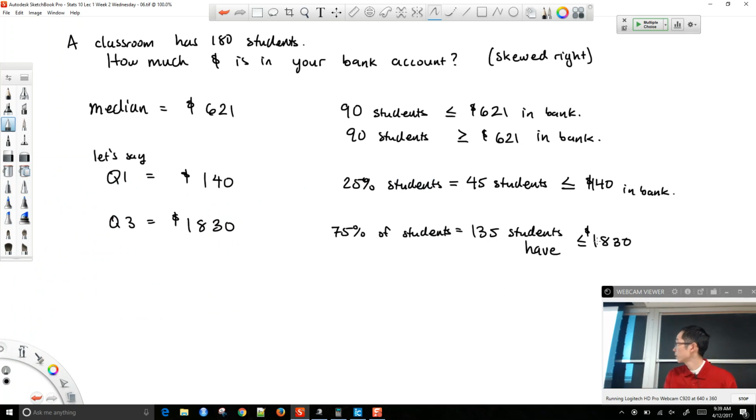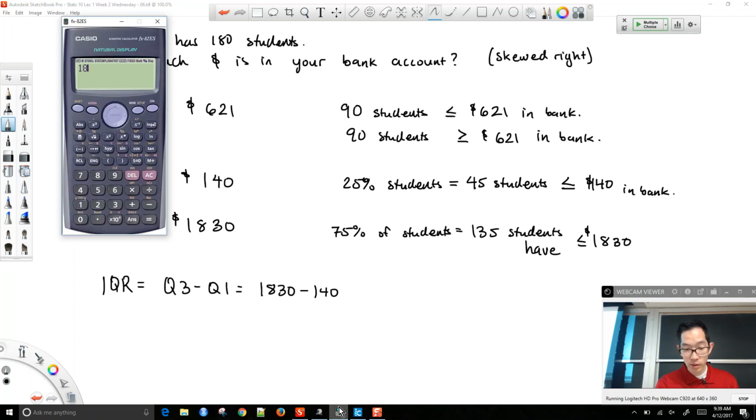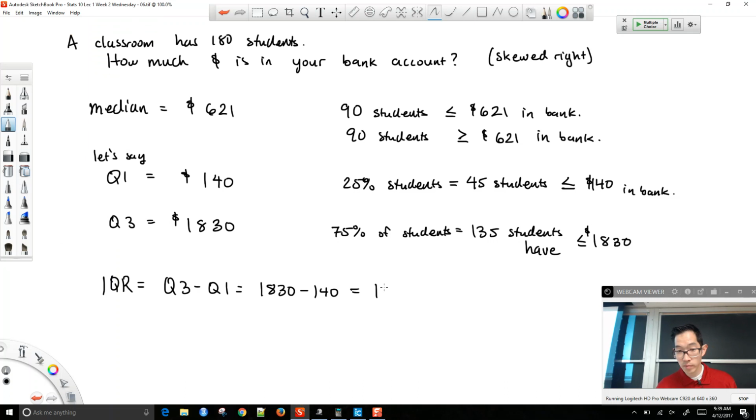And so our IQR would be Q3 minus Q1. This is 1,830 minus 140. What is that? My IQR is 1,690. So this is the difference between the 25th percentile and the 75th percentile.